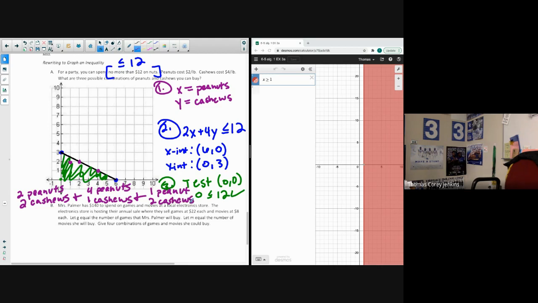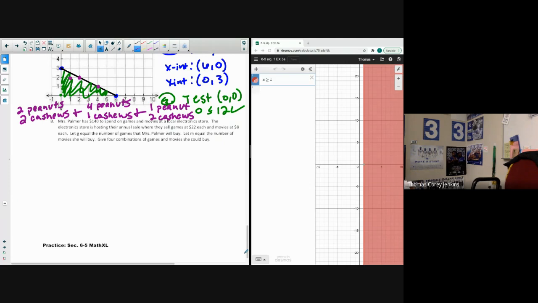So it's nice to see this visual representation too, because now I can tell you that with these 2 that are on the boundary line, that's where you would spend exactly $12. With this one, you would spend close to, but not quite $12. So here you're going to get some change, if that makes sense.